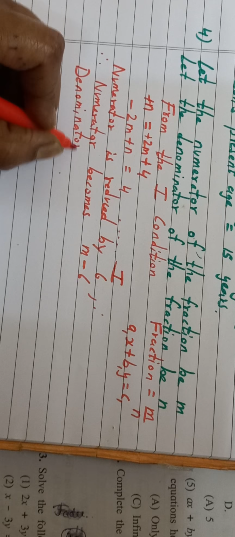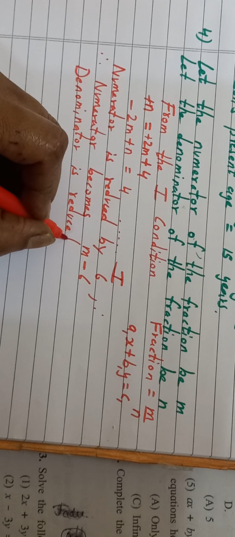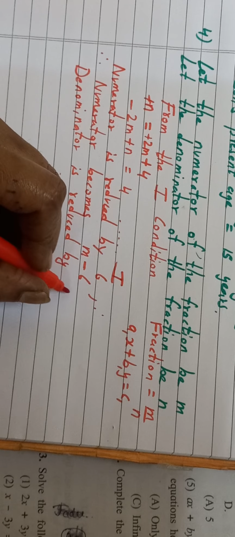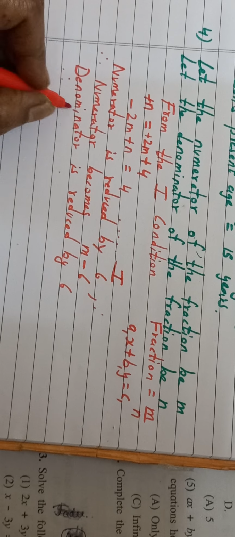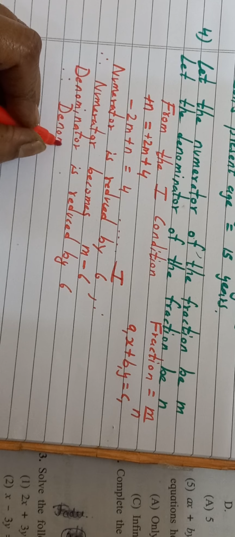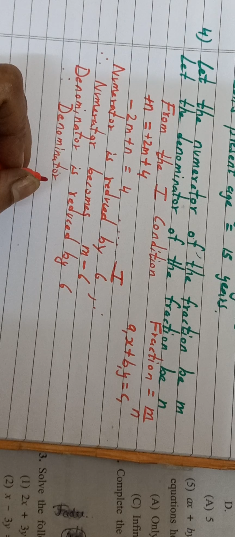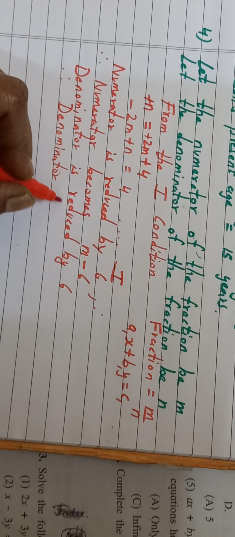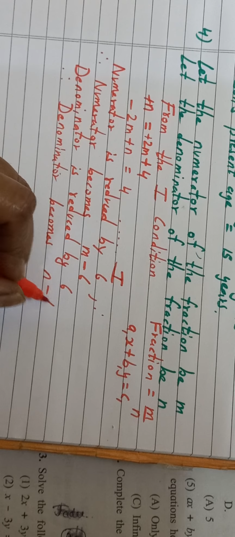Denominator is reduced by 6. So denominator is n. Therefore denominator becomes n minus 6.